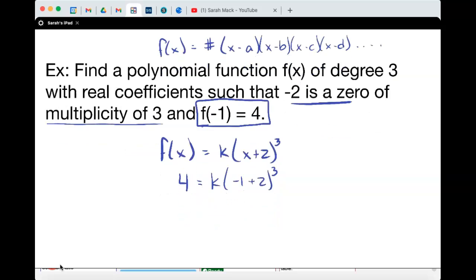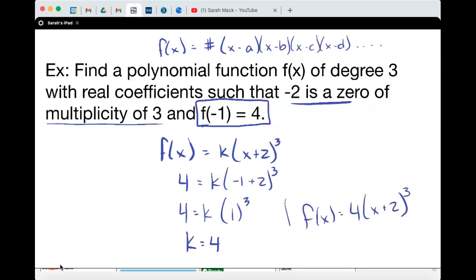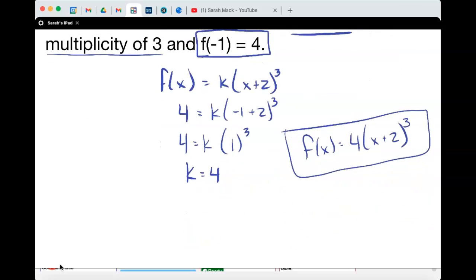And I'm going to solve it. So basically k equals 4. So then my polynomial is f of x equals 4 times (x plus 2) to the third power. There's my third degree polynomial. Nice. Good.